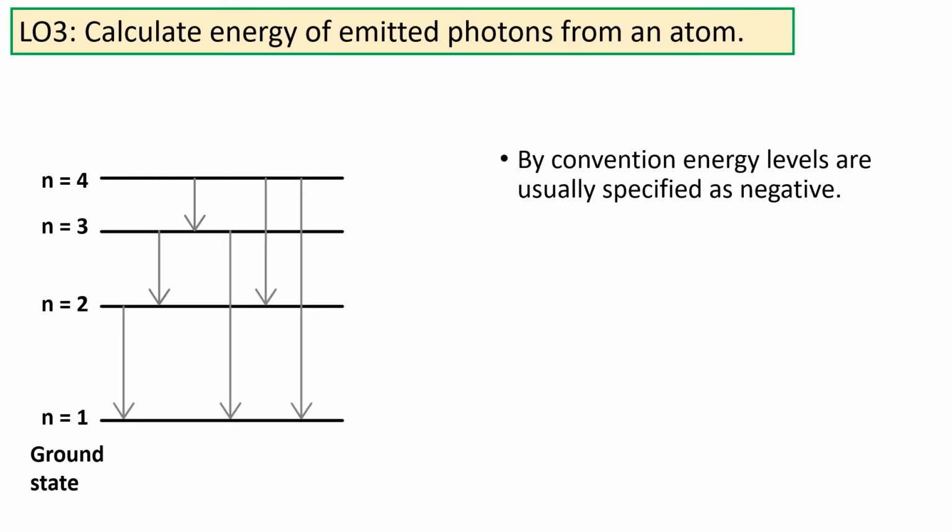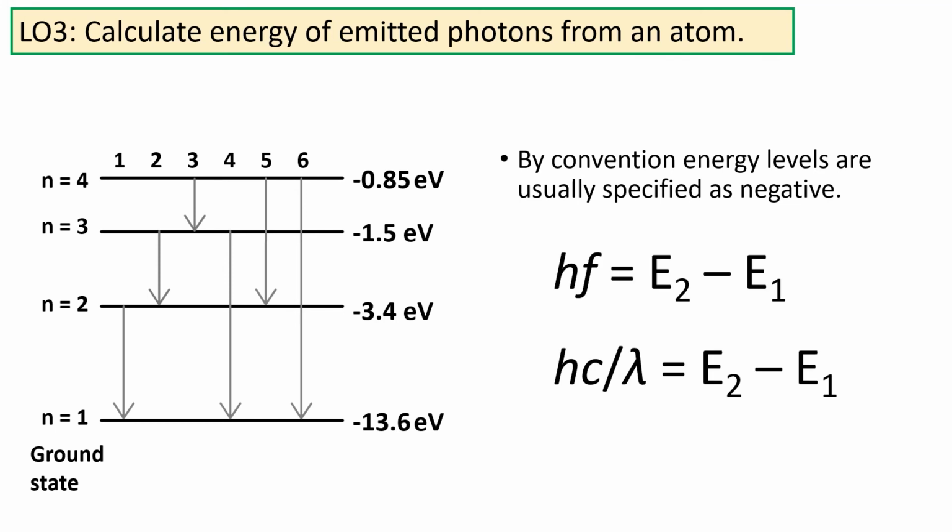Next up, we'll have a go at calculating the energy of these emitted photons. By convention, the energy levels inside an atom are usually specified as being negative. Shown in the diagram is an atom with 4 different energy levels, n equals 1, 2, 3 and 4. However, that corresponds to 6 separate possible transitions and hence 6 separate photons which are emitted. The energy of an emitted photon, hf, is equal to the difference in the energy levels of the electrons as it transitions from one state to the next.